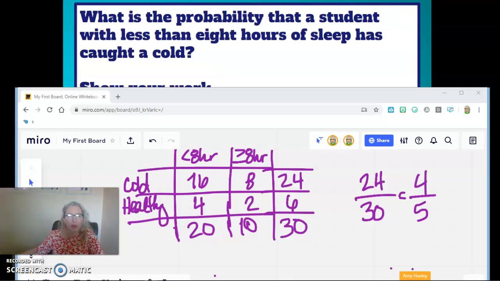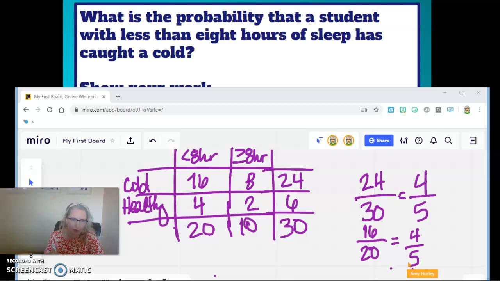Now, what is the probability that a student that didn't get enough sleep caught a cold? Well, how many students didn't get enough sleep? 20 students didn't get enough sleep. Out of those 20, how many caught a cold? 16 caught a cold according to our two-way table, which is 4/5. Now this is telling. 4/5 of all the students caught a cold, and 4/5 of the students who got not enough sleep caught a cold.